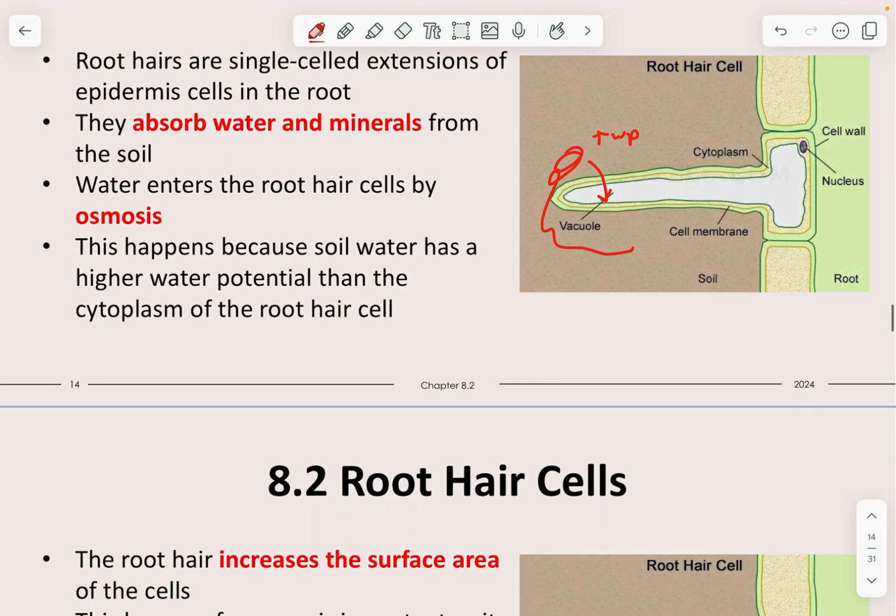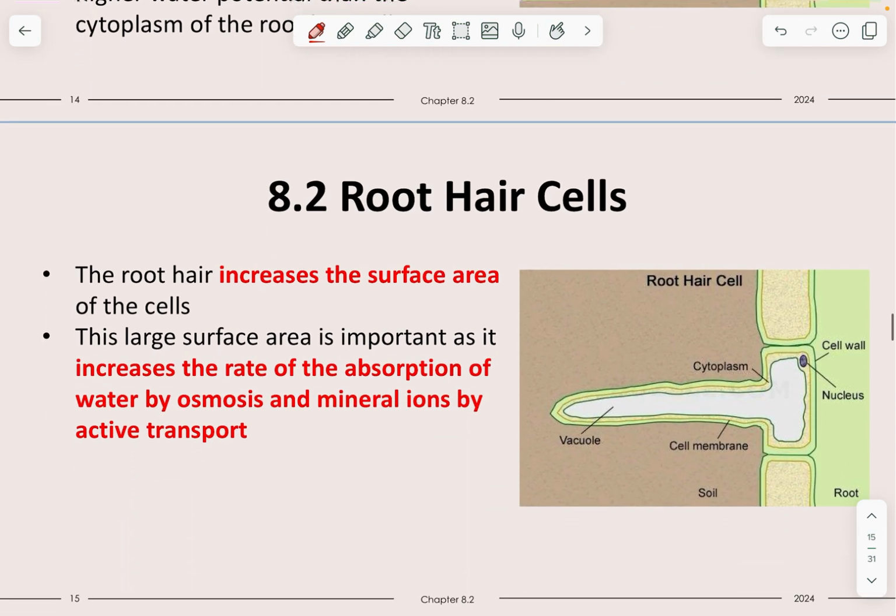So the root hair increases the surface area. We don't just have one root hair cell, we have a lot of them. So what is the purpose of it? Again, to emphasize, like from chapter 7, human nutrition, it's very important that all of this increases the surface area. So the same reasoning takes place. Increasing the surface area increases the rate of absorption of the water by osmosis and the mineral ions by active transport.